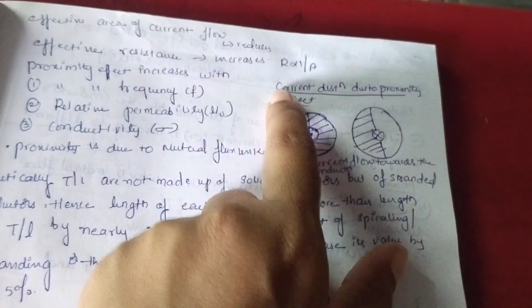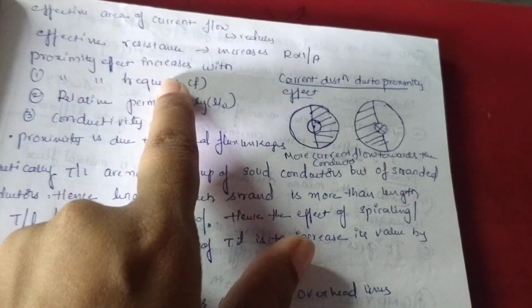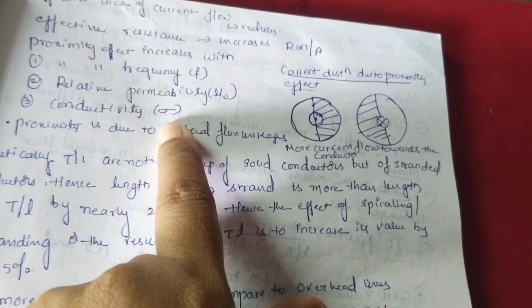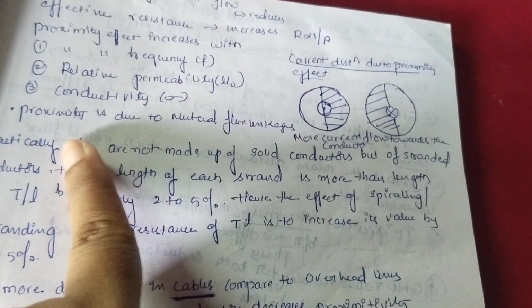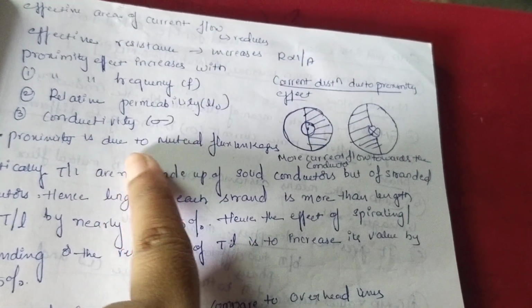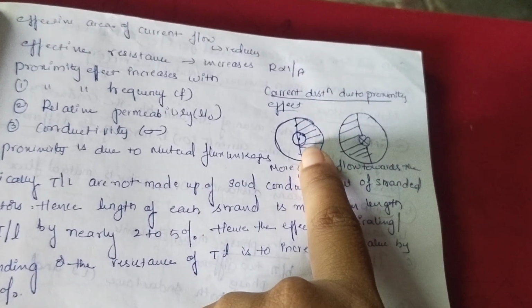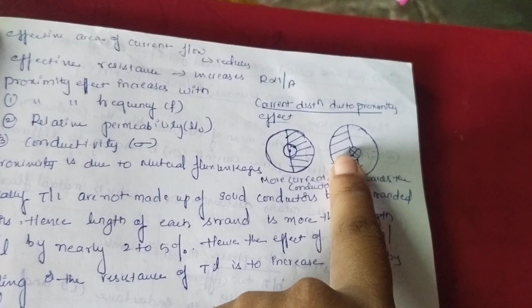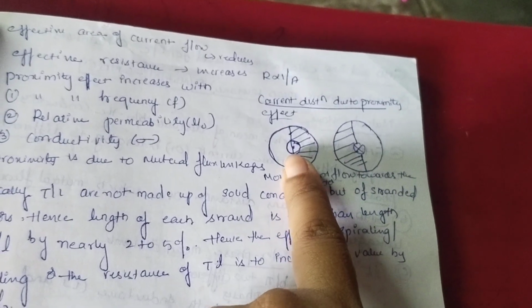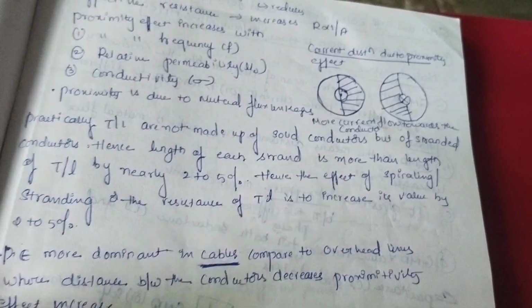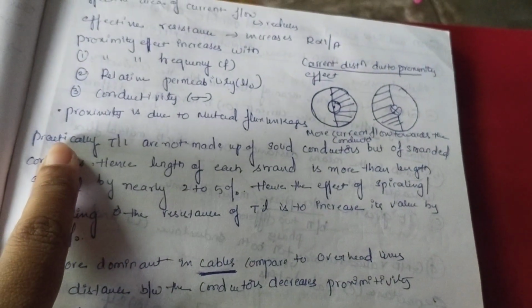So effective resistance increases. See, proximity effect also depends on frequency, mu, and conductivity, as we discussed in skin effect. I have already told you this proximity effect is due to the mutual flux linkages. That's why the current is flowing towards the other conductor. Here the current is flowing towards the other conductor because mutual flux always exists between two different conductors. Okay.